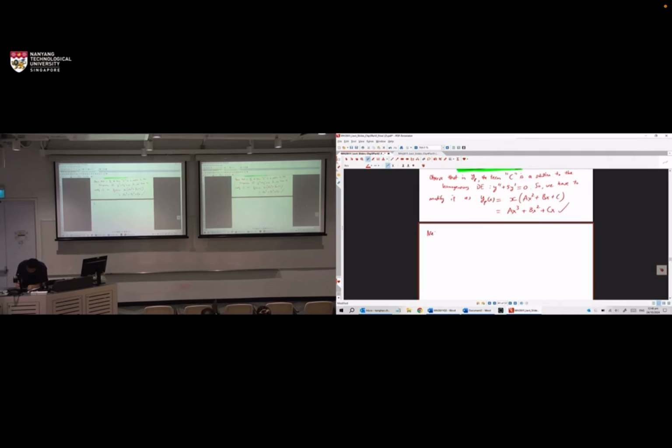Your next step is to determine your A, B, C by substituting your newly found y_p into the original equation y_p prime prime plus 5y_p prime equal to 4x squared, and then you compare coefficients from both sides and solve.